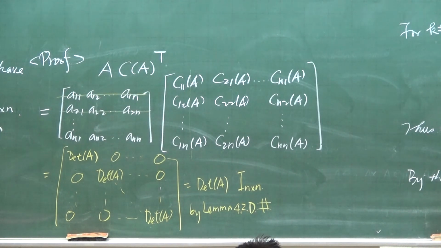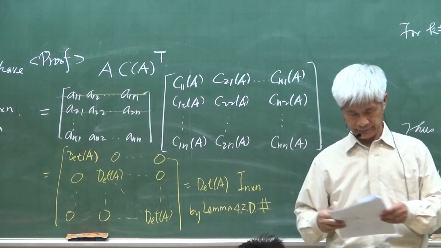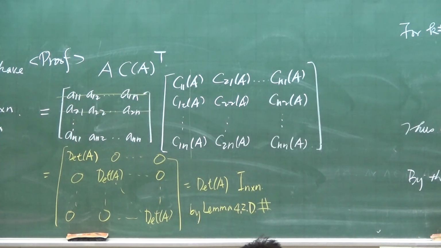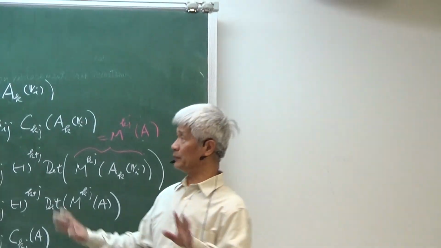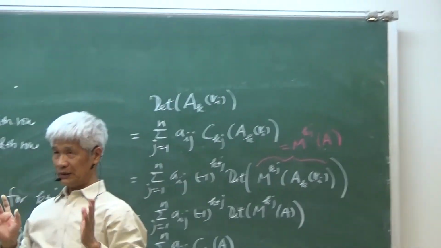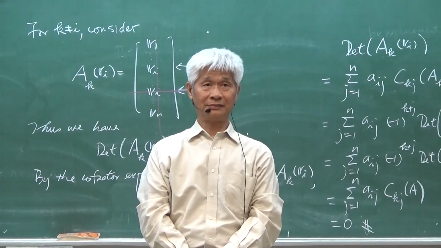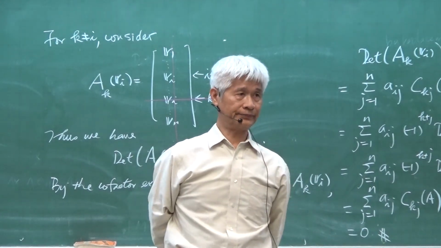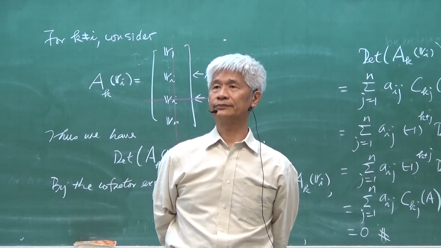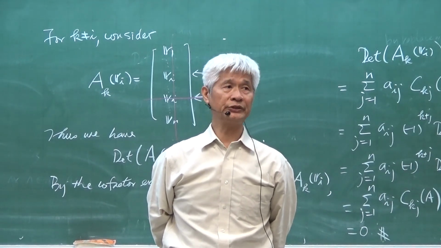Okay, so we have the theorem. I stop here. And we have the final theorem to prove. Now we are able to prove the existence and uniqueness of the determinant function. But I have no time, so I will do that next week. That will be the final thing that I have to do for chapter 4, and then we will move into chapter 5.